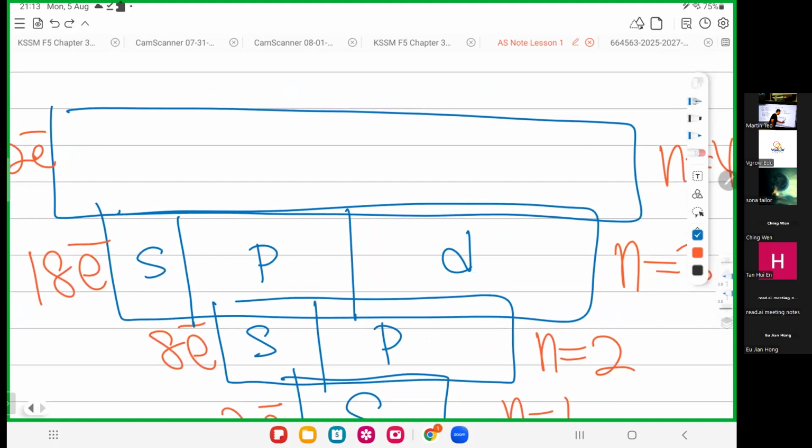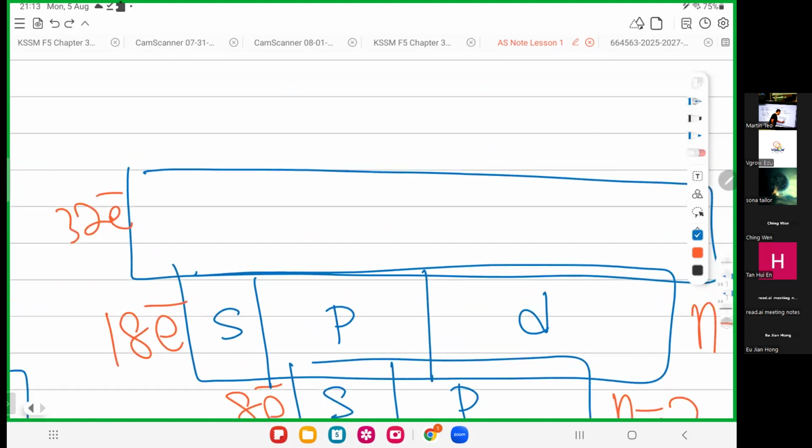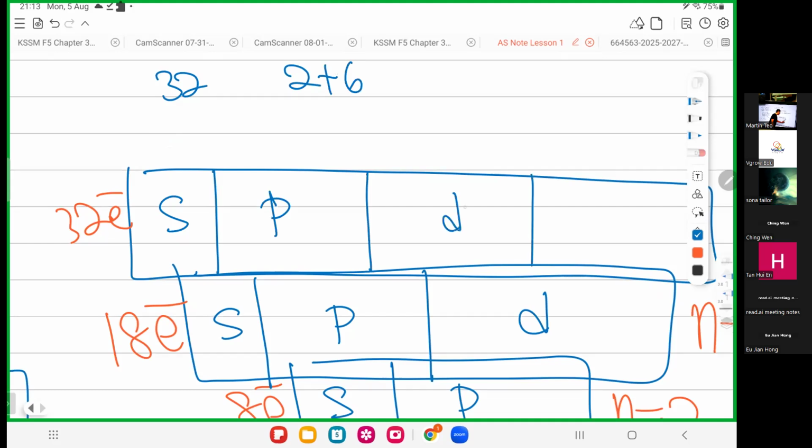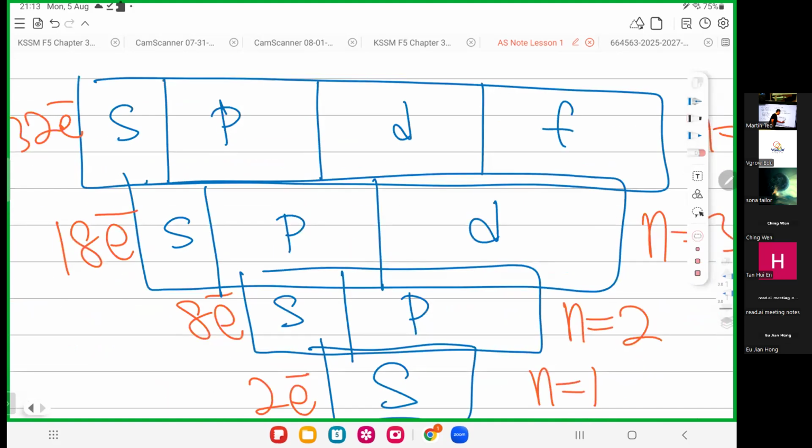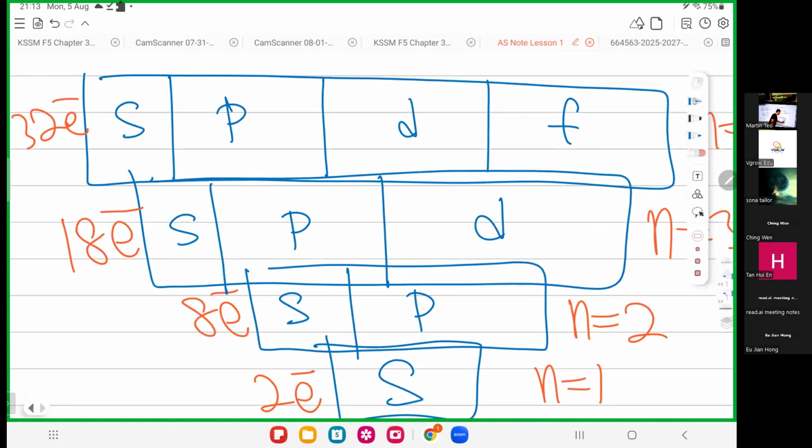Fourth floor. So fourth floor, how to do the cutting? Easy. The fourth floor got total 32%. We can cut S, which is 2%. We can cut P, which is 6%. We can cut D, which is 10%. And lastly, F, 14%. Altogether, 32. As simple as that. So very easy to remember.